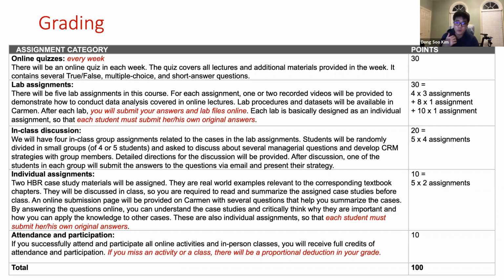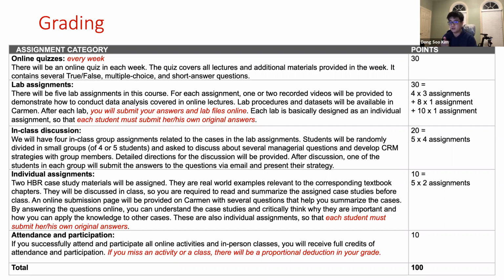For each assignment, we will have 1 or 2 recorded videos provided to demonstrate how to conduct data analysis covered in online lecture. And detailed lab procedures and data sets will be provided, and you will submit your answers and the lab files online. So please note that each lab assignment is basically designed as an individual assignment. That is, each of you must submit your own original work and answers.